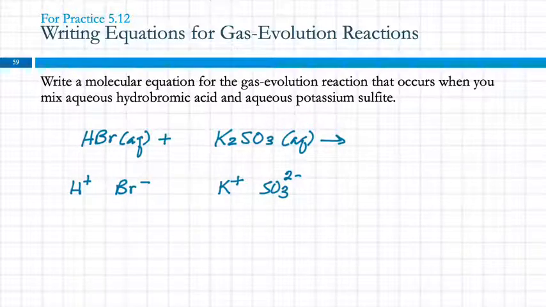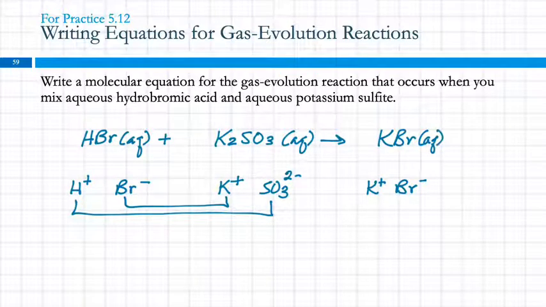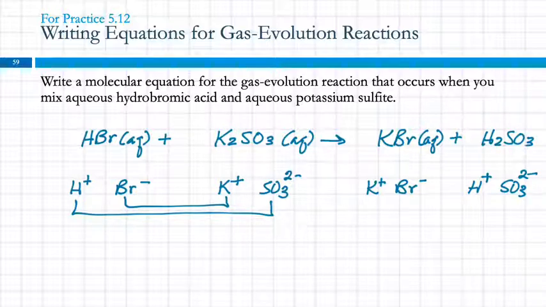Now I'm going to swap partners and predict products. So I'm going to put potassium with bromide, and I'm going to put hydrogen with sulfite. So K plus with Br minus. I look at the charges and say, well, I just need 1 of each, so that's going to be KBr. I think about this list of solubility rules, and potassium compounds are always soluble, so this is aqueous. And then my other product is hydrogen ion and sulfite ion. And the charges tell me to put 2 hydrogens with 1 sulfite.